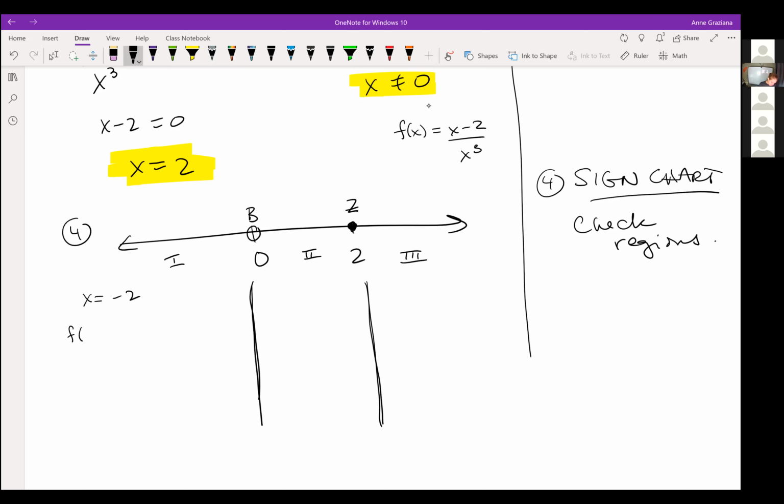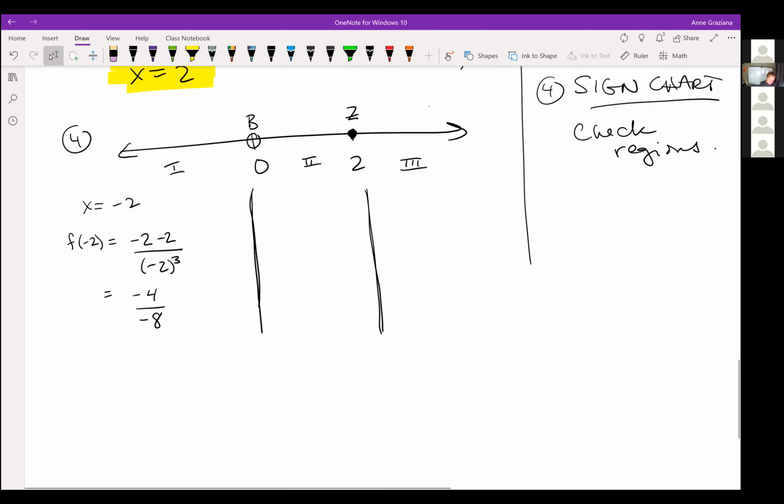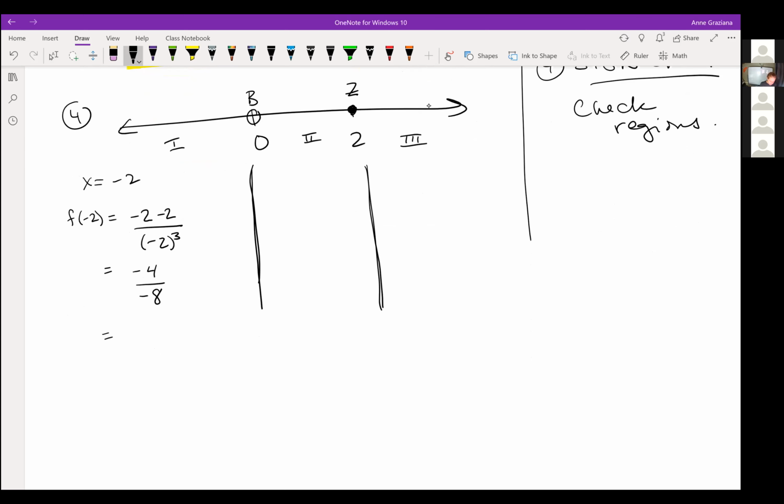So f of -2 is -2 minus 2 over -2 cubed. Now that's -4 over -8, because remember, -2 times -2 times -2 is going to come out negative. And then we end up with a negative over negative, which is a positive 1/2. So I end up with a positive number. That means all my outputs before 0 are going to be above the x-axis, greater than 0.